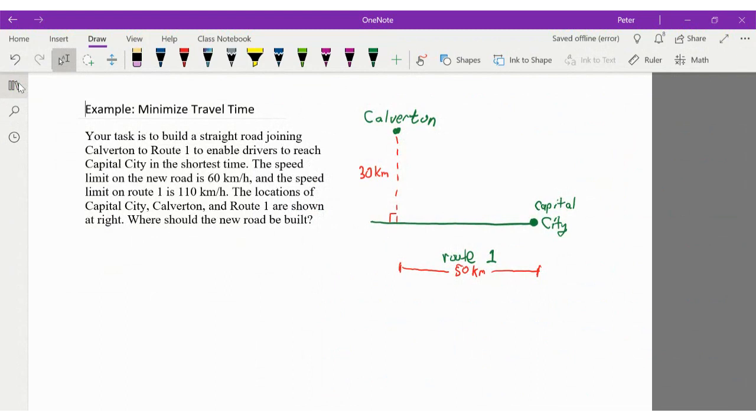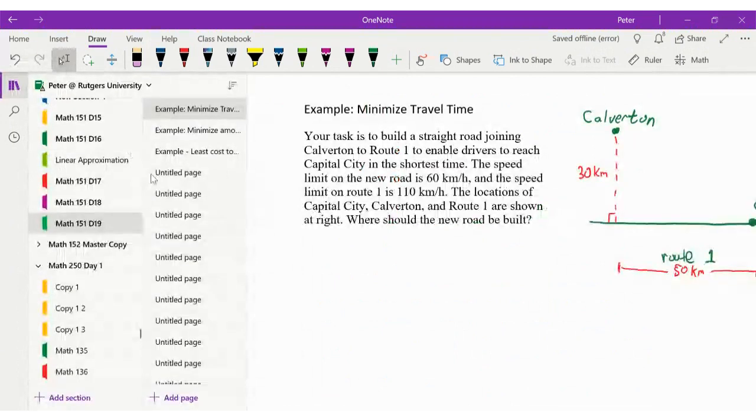So actually, I want to do this one. This is a good problem, but it's another one with a closed domain. I want to do one that has an open domain. So let's do this one.